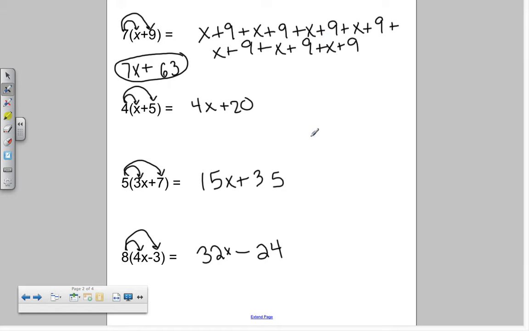Another way to think about it is think of the word distribute. If I distribute the papers to the class, if I distribute the homework to the class, do you think I would forget to give it to someone? No. So if I'm going to distribute the 5 into the parentheses, I'm going to give that 5 to the 3x. I'm going to give that 5 to the 7, which means I'm going to multiply the 5 by both things in the parentheses.